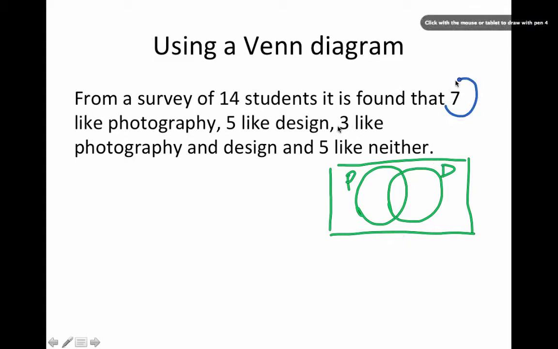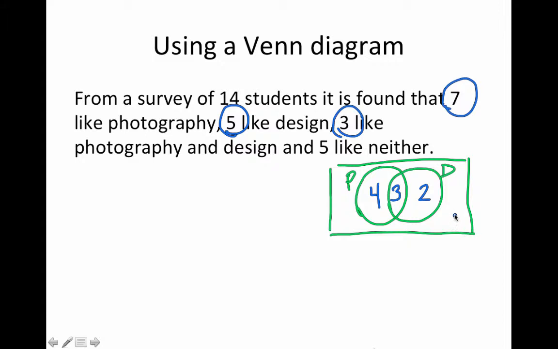So I know that 7 like photography, 5 like design, but 3 like both. 3 like photography and design. So I'm going to start with the 3 and put that in the middle where those two circles intersect. And then going back to photography, 7 students liked photography. So this whole photography circle has to add up to be 7. So the number that goes in here, just photography alone, is 7 minus 3, which is 4. Then design, the total number of students that like design is 5, but 3 of them like photography and design. So 5 minus 3 is 2. That's what goes right here, just design alone.